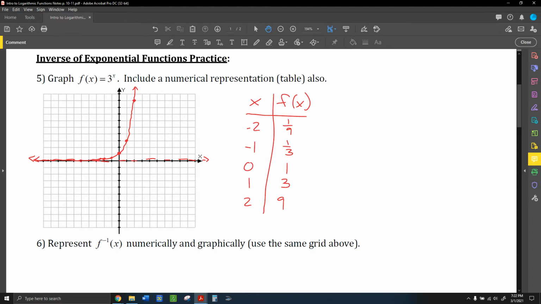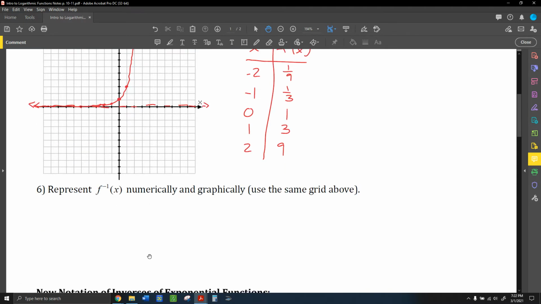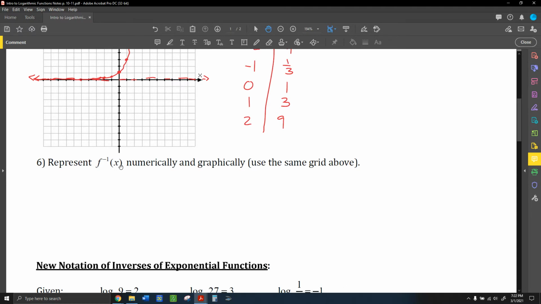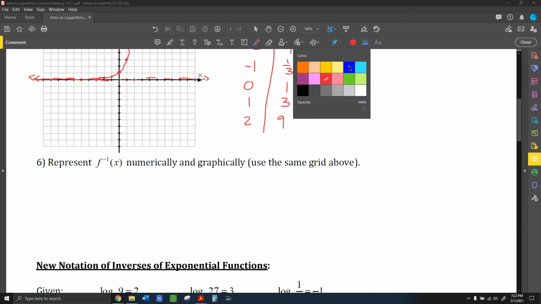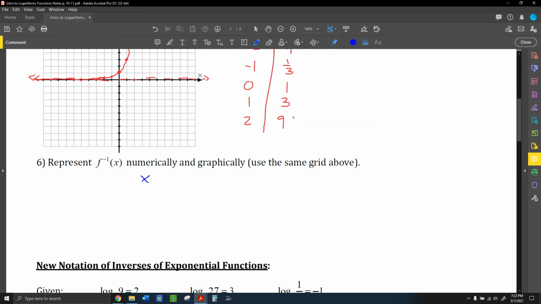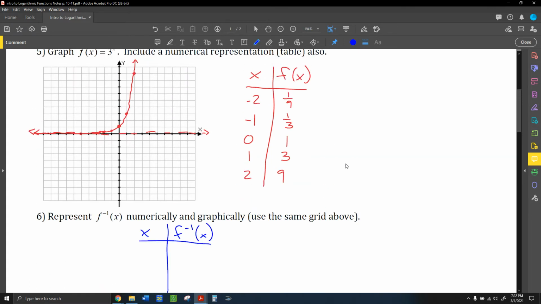Okay. Now I want to graph the inverse of f of x here. And we're going to construct a table of values. So in order to do that, I'm going to use a different color here. If you remember, a table of values for the inverse of f is where all of the inputs and outputs are flipped.